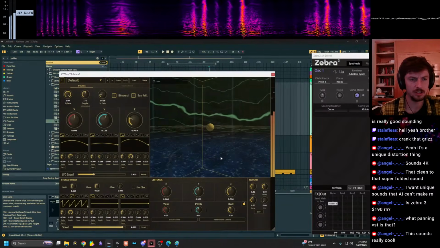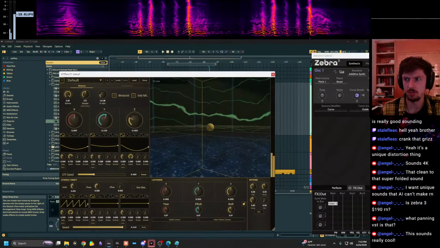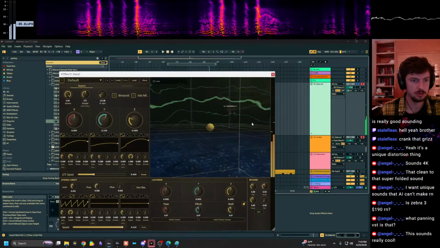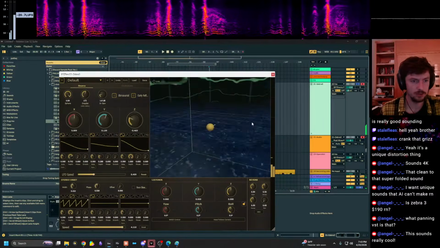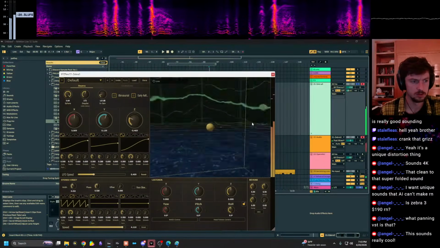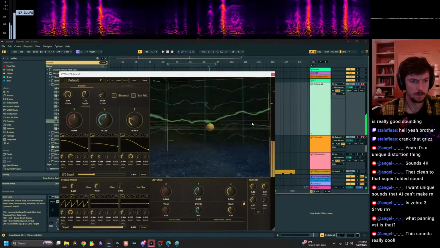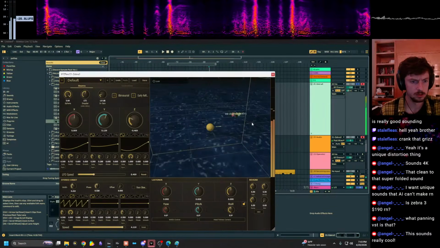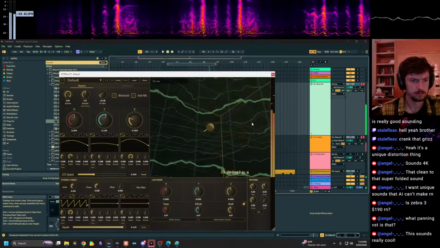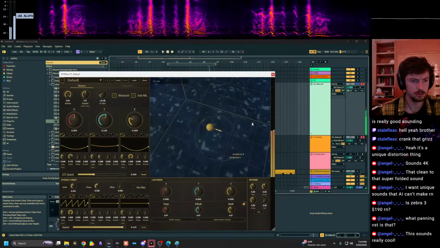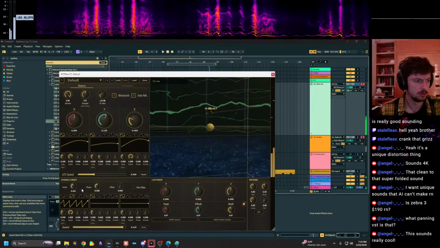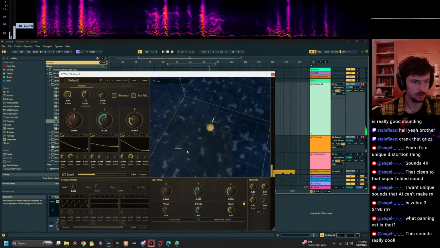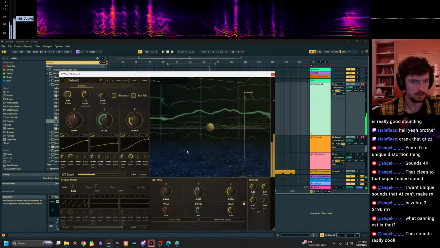The frame rate is a lot lower than it should be. Maybe it's because Zebra's open? No? I don't know why the frame rate's so low. That's not normal. Did that fix it? No.